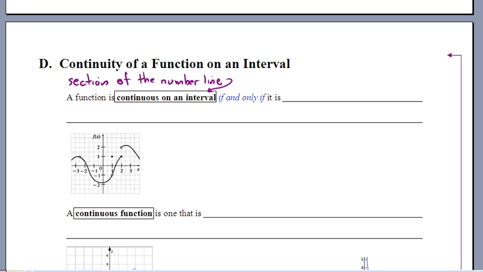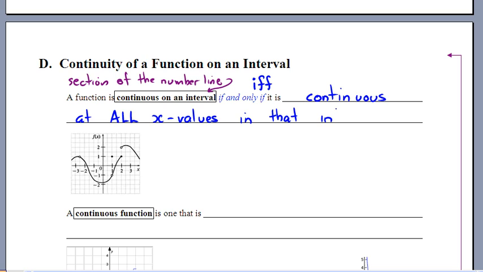So if you want a function to be continuous on some section of the graph, that's only going to be true if and only if, we would say in math, which is sometimes abbreviated as IFF, kind of a new word. Okay, all definitions are if and only ifs. So it's going to be continuous on a section of the number line if and only if it is continuous, the graph, I mean, the function, at all of those x values in that interval.